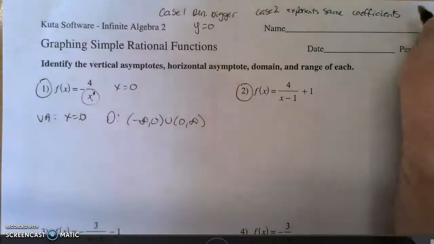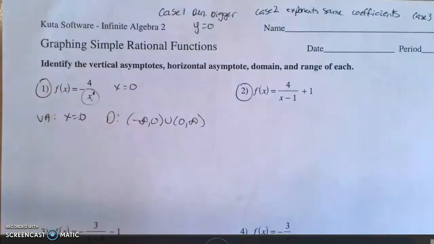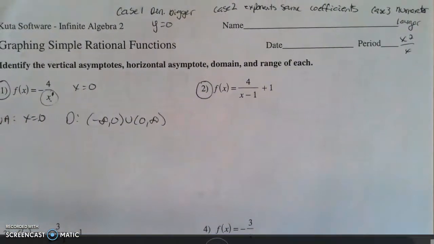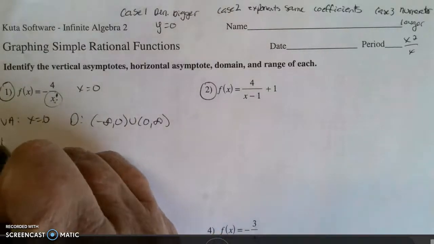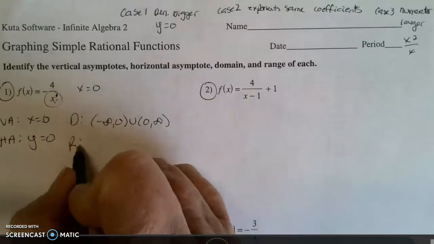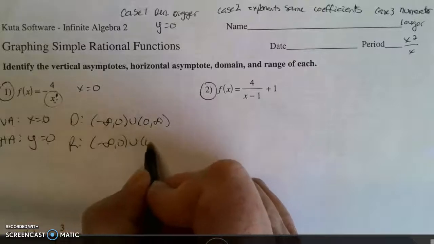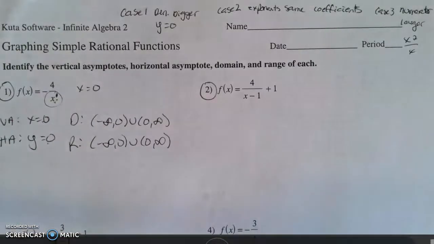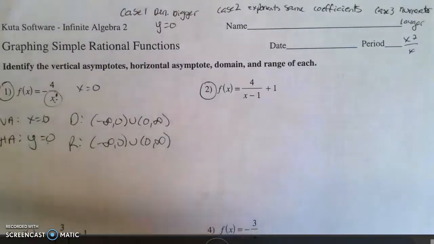Case 3 is if the numerator is larger. It's like x squared over x. And there you go. Now you can see it. Okay, so on this one we've got case 1, our denominator is larger. So for our horizontal asymptote, we have y equals 0. So our range, we're stopping at 0. And there you go. Okay, we're not going to sketch the graphs. We'll do that in the next step.